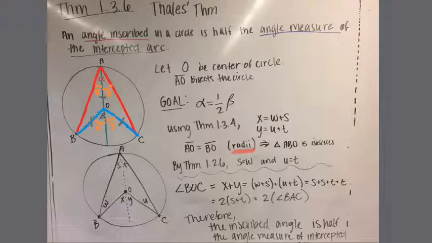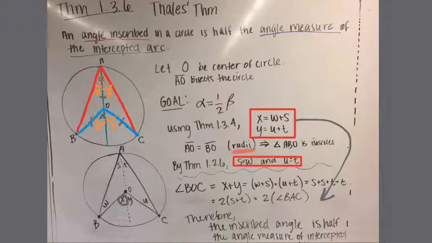And we used those isosceles results to discover some equal angles right here using the isosceles triangle theorem, 1.2.6. And so those combined together with the exterior angle in a triangle theorem guaranteed for us that X is the sum of W and S, and then likewise for Y, T, and U. Combining all those results together allowed us to deduce Thales' theorem.